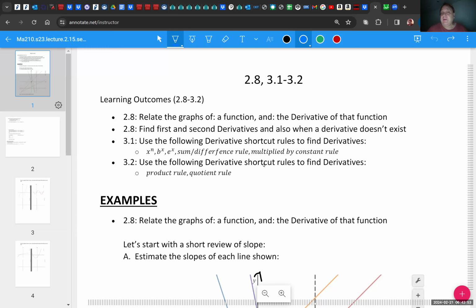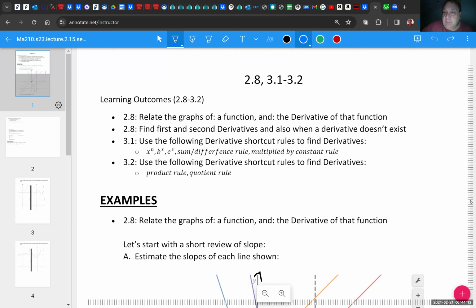In the second half of the 2.8 video, I'm going to be talking about second derivatives and when the derivative doesn't exist. But we want to really get a handle on the derivative as a function, see what it looks like, see how it compares to the original graph of the function. That's our mission for this particular video.